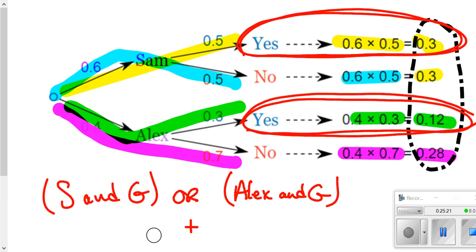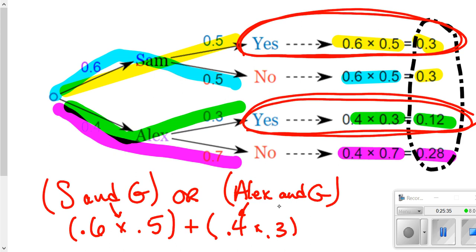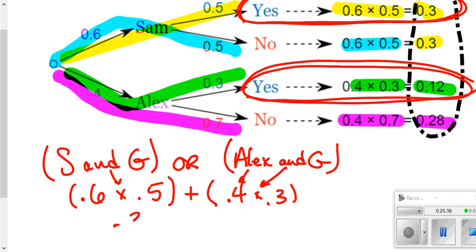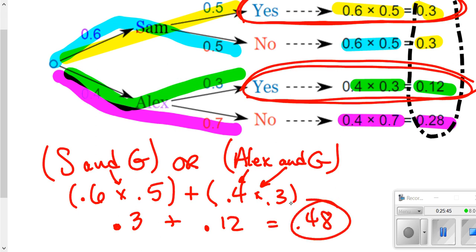Actually, let me show it this way. Sam and goalie was 0.6 times 0.5. Notice and meant times. And this was 0.4 times 0.3, and meant times. And this was 0.3 and this was 0.12 for a total of 0.48. So I have a 48% chance of being goalie.